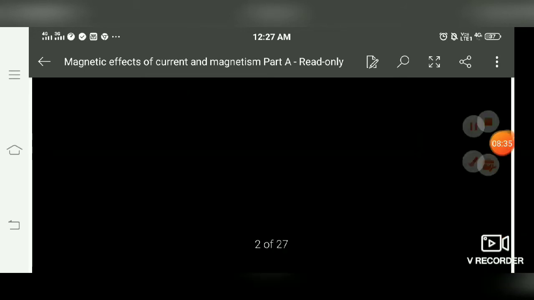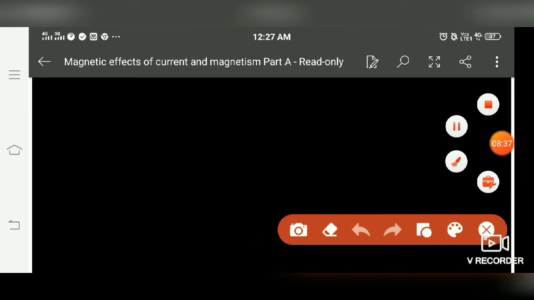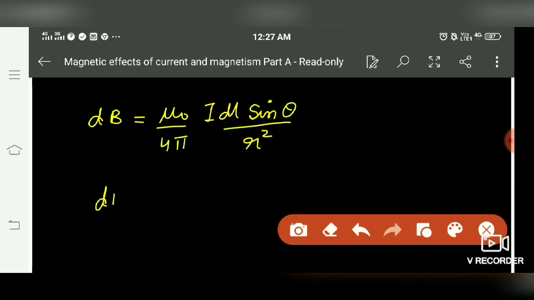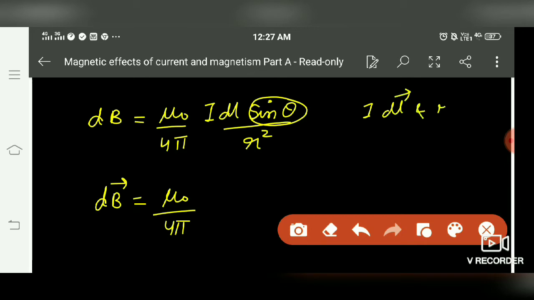Now next, we get the Biot-Savart law. The Biot-Savart law is B equals mu naught by 4 pi I dl sine theta by r square. If we want to represent this in vector form, we can write dB vector is equal to mu naught by 4 pi, where theta is the angle between I dl and r vector.